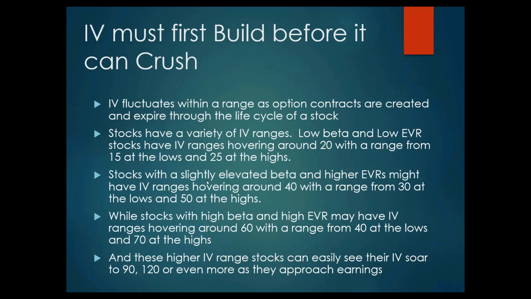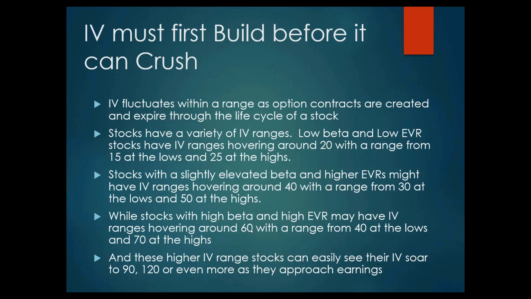However, stocks with a slightly elevated beta and higher EVRs might have IV ranges that hover around 40, with a range from 30 at the lows to 50 at the highs. And stocks like Netflix are going to be high beta, high EVR stocks. They may have IV ranges that hover around 60, with a range from 40 at the lows to 70 at the highs.